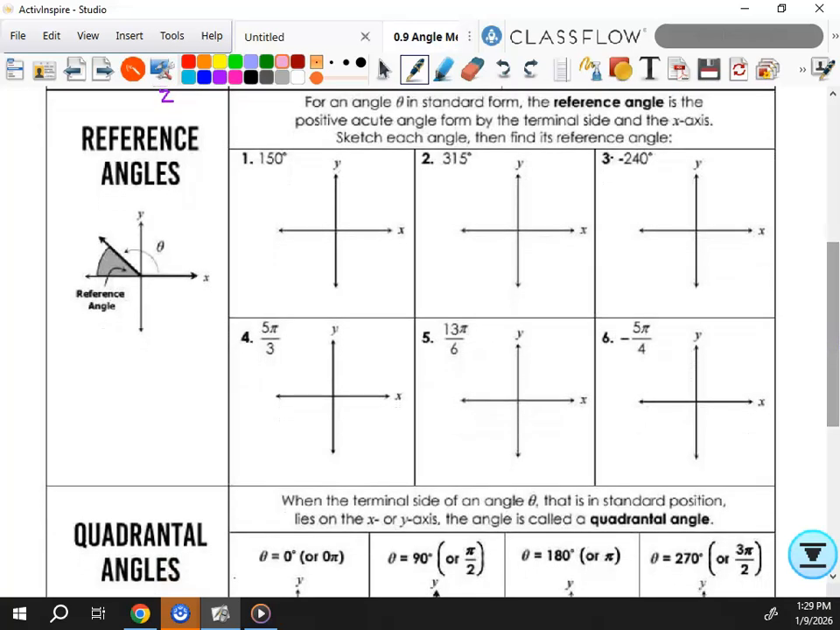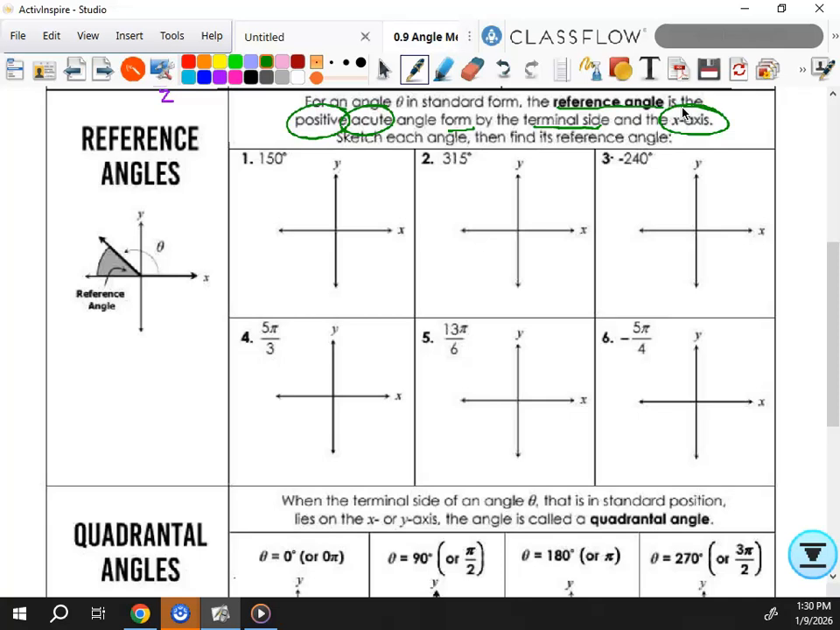But in order for us to really understand the unit circle and be able to know it in the manner that we have to know it, reference angles are super important. So for an angle theta in standard form, the reference angle is the positive acute angle, that should say formed, by the terminal side and the x-axis. So your reference angle is always positive, it's always acute.